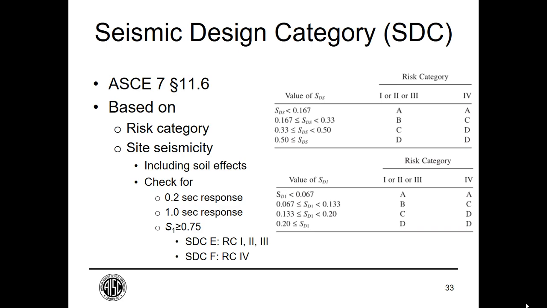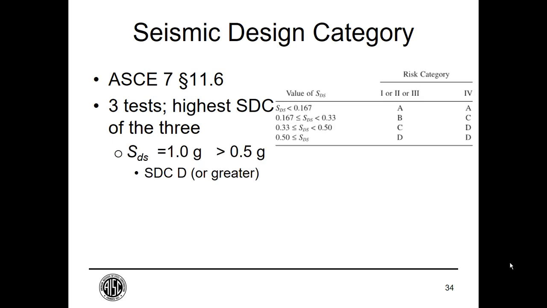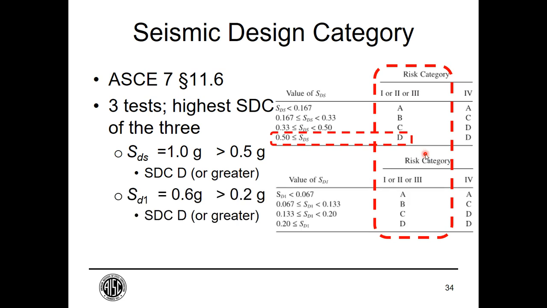We take the highest seismic design category based on those 3 tests. We'll start with this test. Our SDS is 1, so it's greater than 0.5. So there we are. This table is telling us that we would be in seismic design category D. We do the second test, this other table based on SD1, and we check whether SD1 is greater than 0.2, and yes, it's confirming seismic design category D.